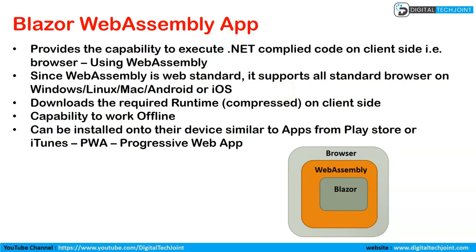So here you can see I put a diagram where we have Blazor, and on top of it we have WebAssembly and the browser. WebAssembly is responsible for downloading all the required runtimes on the browser, the client side, and that is the reason it has the capability to work offline and work similar to a progressive web app.